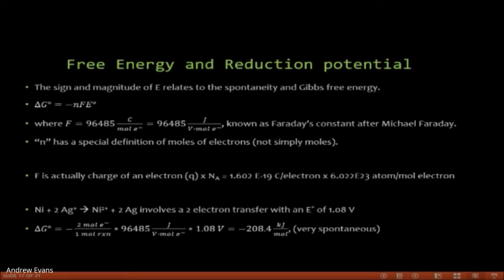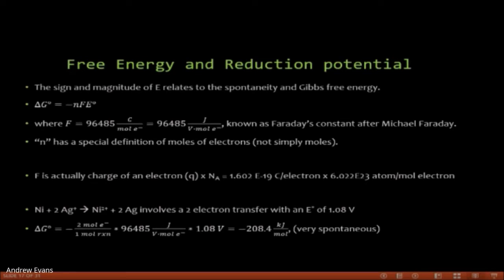So if I was to calculate this simple reaction, nickel plus 2 silver solution goes to nickel solution and 2 silver solid. We see a 2 electron transfer. And if we were to calculate the cell potential for this, it would be 1.08 volts.